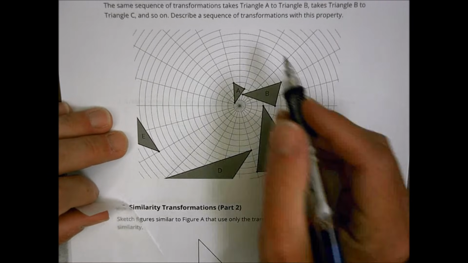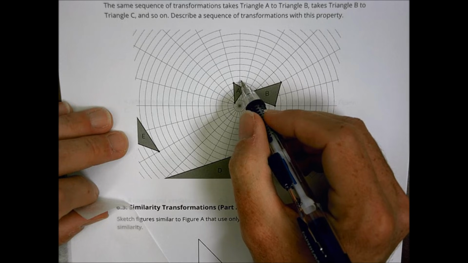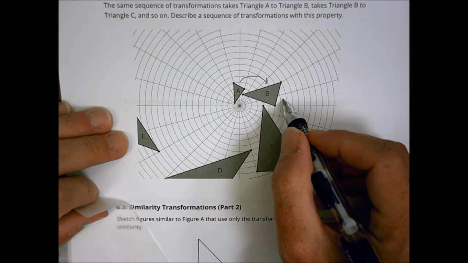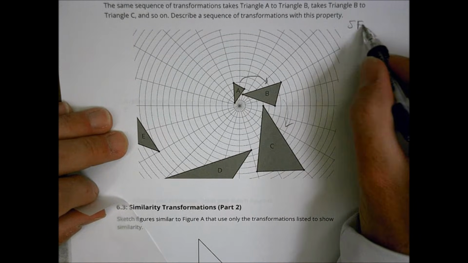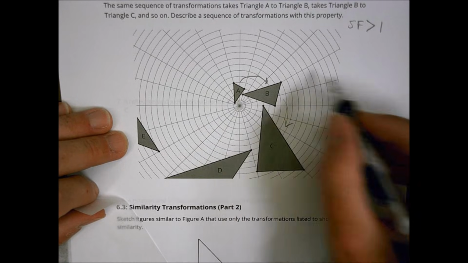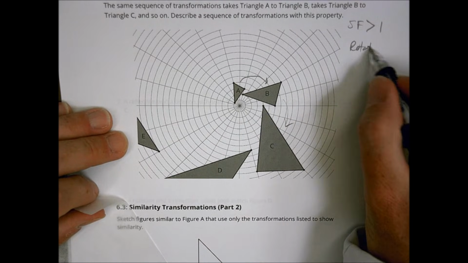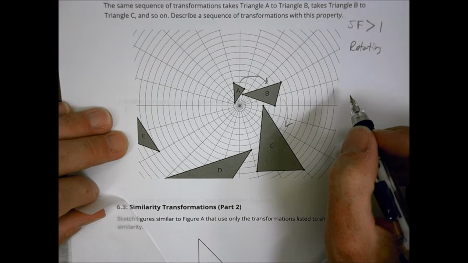Here we have a sequence of transformations that takes triangle A to B and B to C. So we know our order. We're going from A to B, B to C, so we are definitely increasing in size. We know we're going to have a scale factor greater than 1. We can also tell that this thing is rotating some amount because it's spinning as it goes around. I don't know what that amount is, but it's definitely spinning.